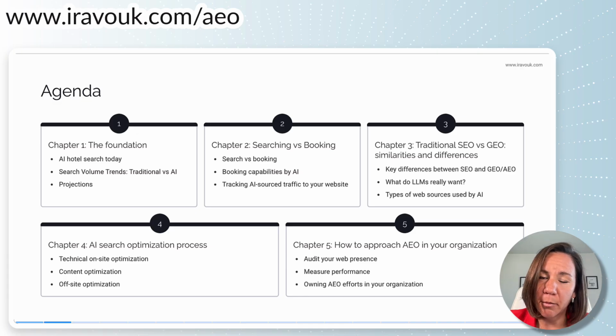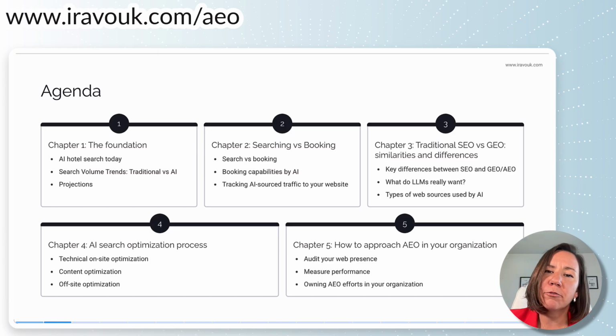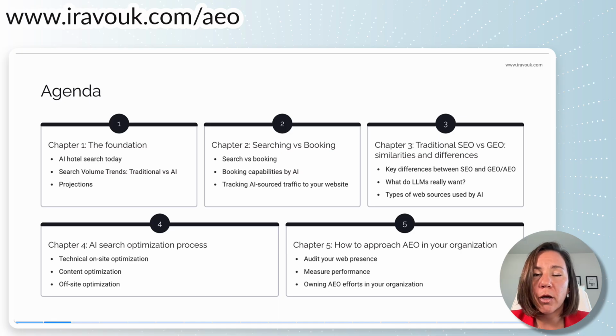Chapter 1 is to establish some basic foundations: how AI search is conducted today on different platforms and how it looks in terms of where this is all headed. In Chapter 2, we will talk about the huge difference between search and actual booking. We'll touch on the MCP a little bit as well because that's important to understand.